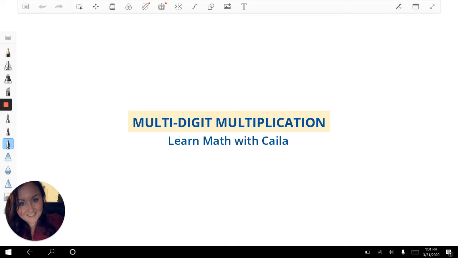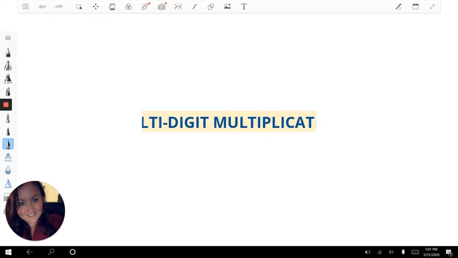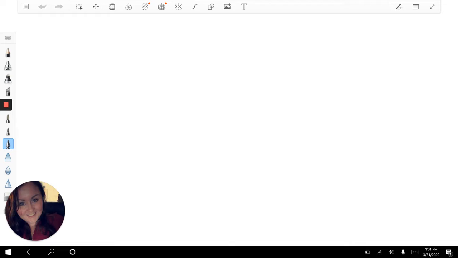Today we're going to go over multi-digit multiplication. Before we get into that, I'm just going to review some place value, what multiplication really is, and then we'll work our way up into a multi-digit multiplication problem. So to start, we're going to talk about place value. This is going to be important when we go into the multi-digit multiplication.